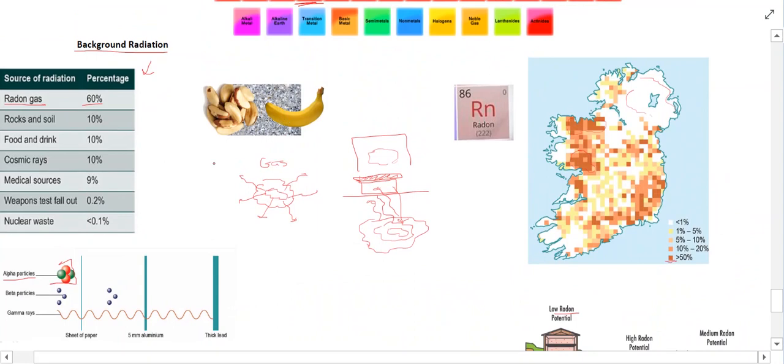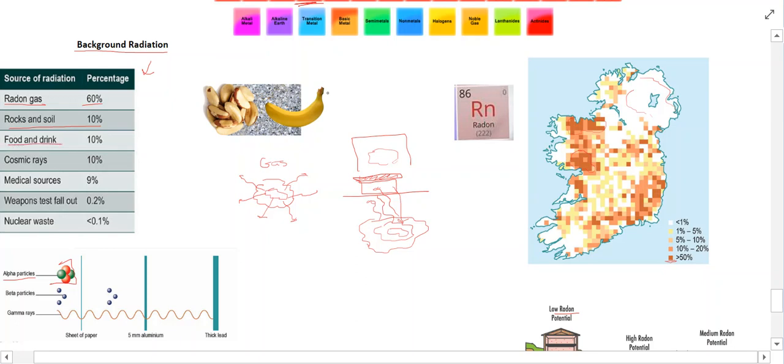So that's one. Then if we think of rocks and soil, there are all different types of materials that rocks and soils are made of. They can contain uranium and different trace elements that have isotopes that are radioactive, and as a result, these contribute to the background radiation. So the overall radiation, let's say, that's in your background. Food and drinks, then also, and this is kind of an unusual one as well.